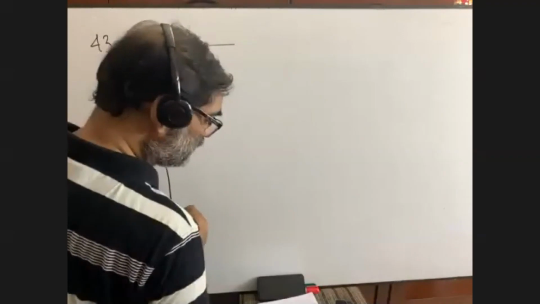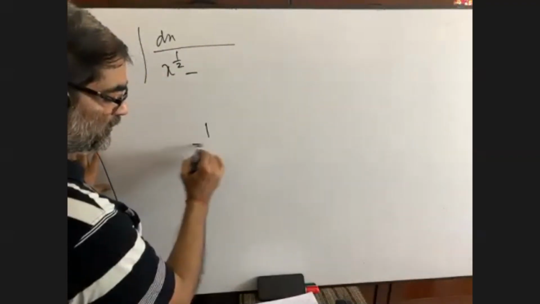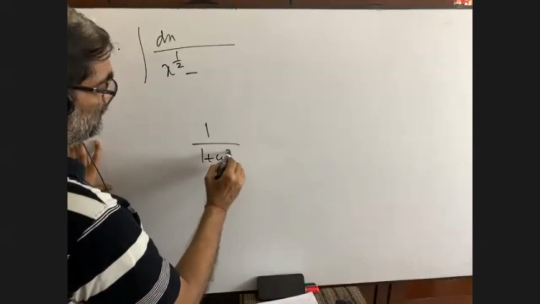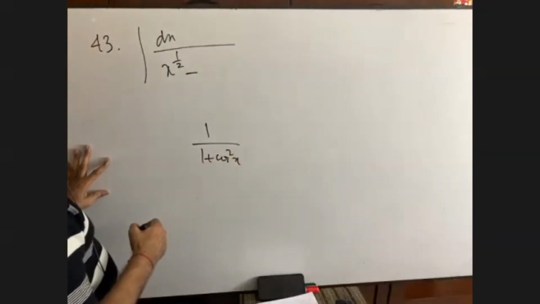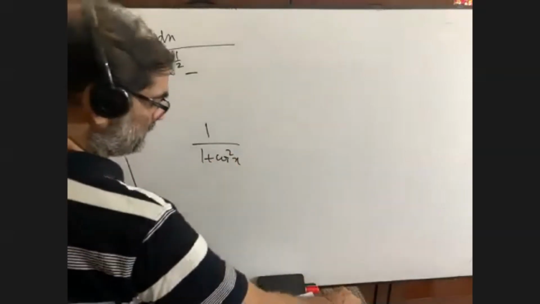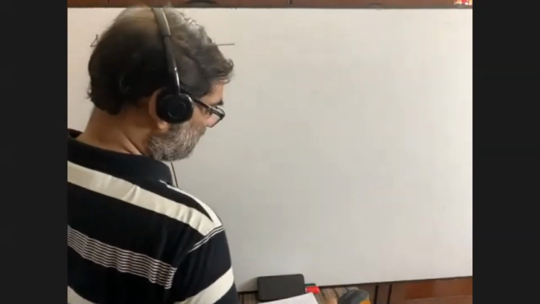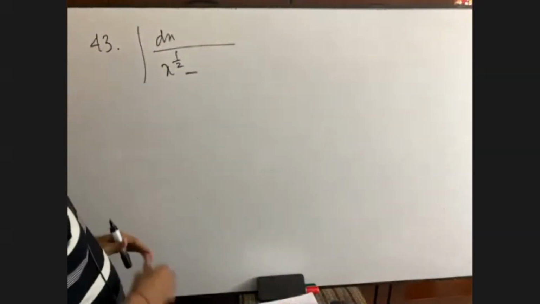38, actually all maths are of those same type. Second math was 1 by 1 plus cos square x. You can easily do it, okay? Dividing by cos square x. 39, 40, 41, 42, all the maths are of the types that I showed you.